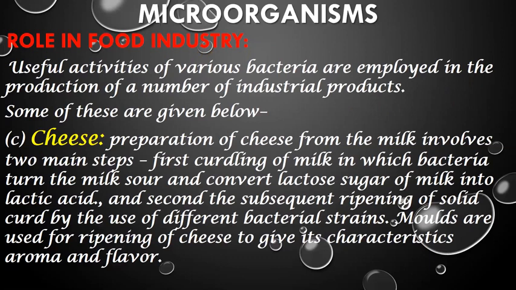The other product is cheese. Preparation of cheese from the milk involves two main steps. First, curdling of milk, in which bacteria turn the milk sour and convert lactose sugar of milk into lactic acid. And second, the subsequent ripening of solid curd by the use of different bacterial strains. Molds are used for ripening of cheese to give its characteristic aroma and flavor.